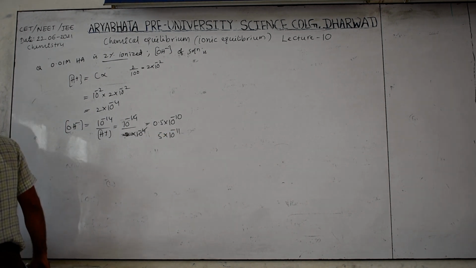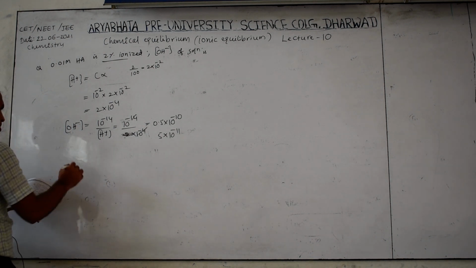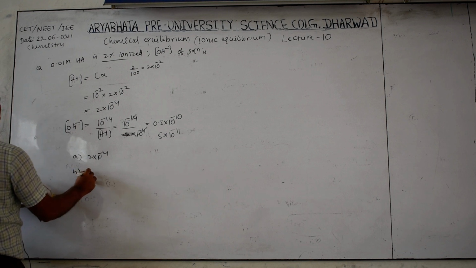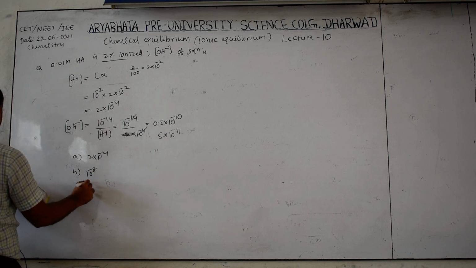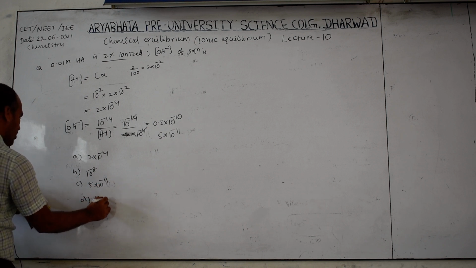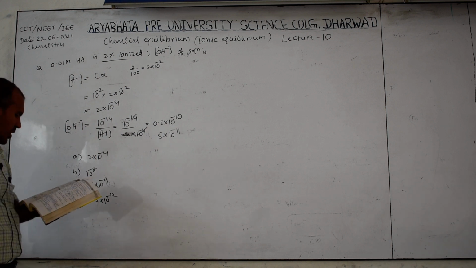Options are given: A is 2 into 10 power minus 4, B is 10 power minus 8, C is 5 into 10 power minus 11, D is 5 into 10 power minus 12. Option C is correct.